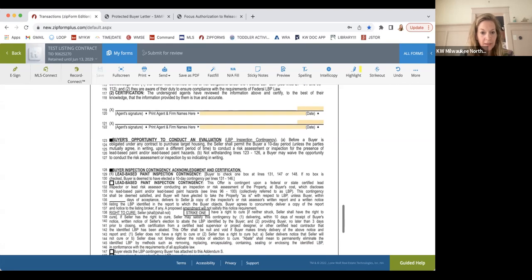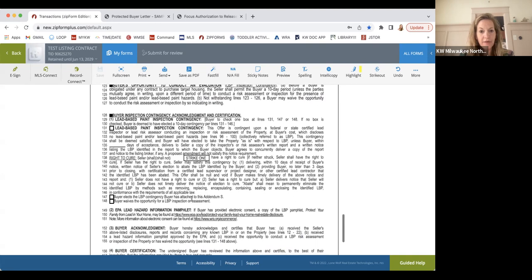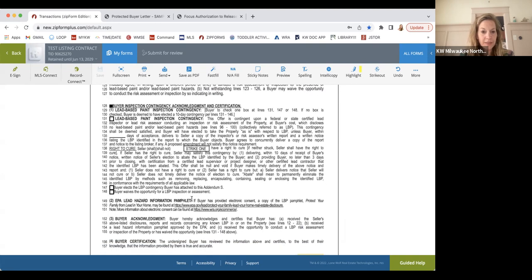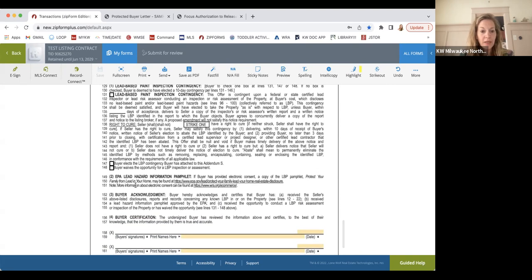to purchase. And they then will have the opportunity to incorporate a lead-based paint contingency, a lead-based paint inspection contingency, in their offer if they so choose. So once they receive this lead-based paint disclosure, they will determine whether or not they want a testing contingency, and they will mark on line 147 or 148 whether or not they will have one. Line 147, buyer elects the lead-based paint contingency. Line 148, buyer waives the opportunity for lead-based paint inspection.